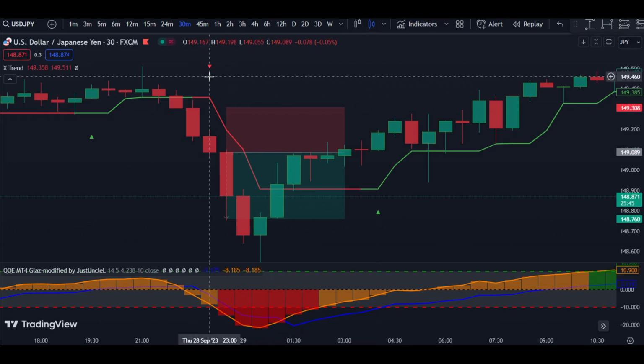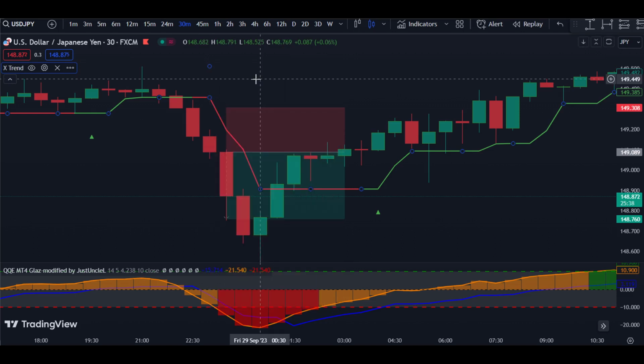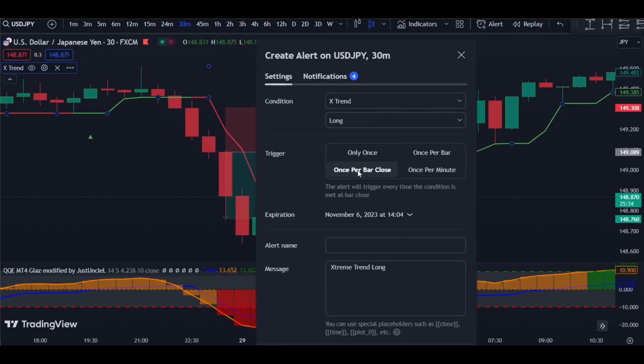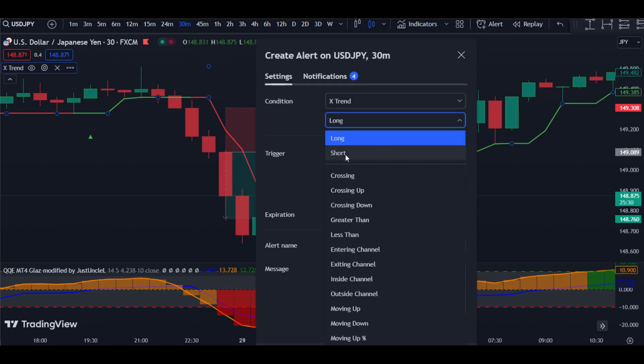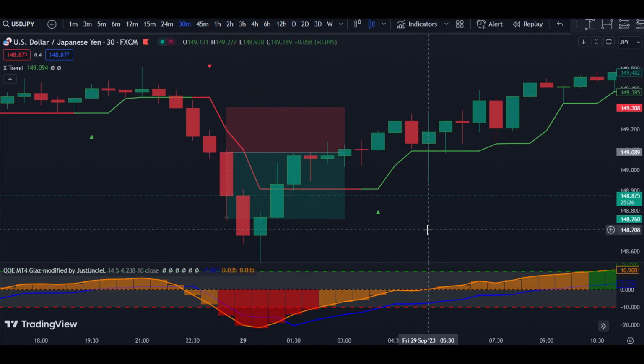So for setting up trade alerts, what we're going to do is we're going to right click on one of these arrows. We're going to click on add alert on X trend. After that, we're going to click on once per bar close, and we're going to set up 2 trading alerts, one for long and one for short. That way, whenever one of these buy or sell signals appears, you'll get alerted on your device.